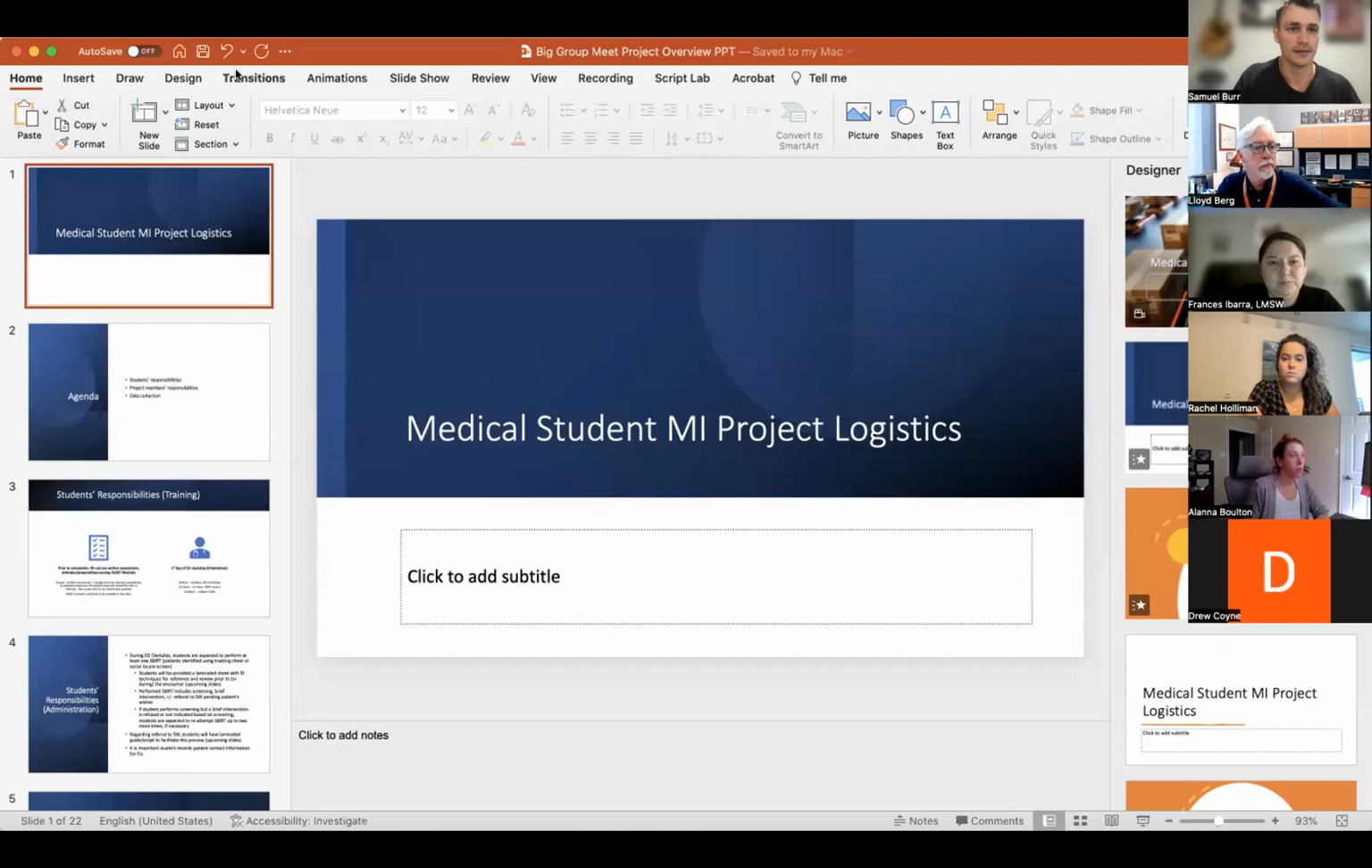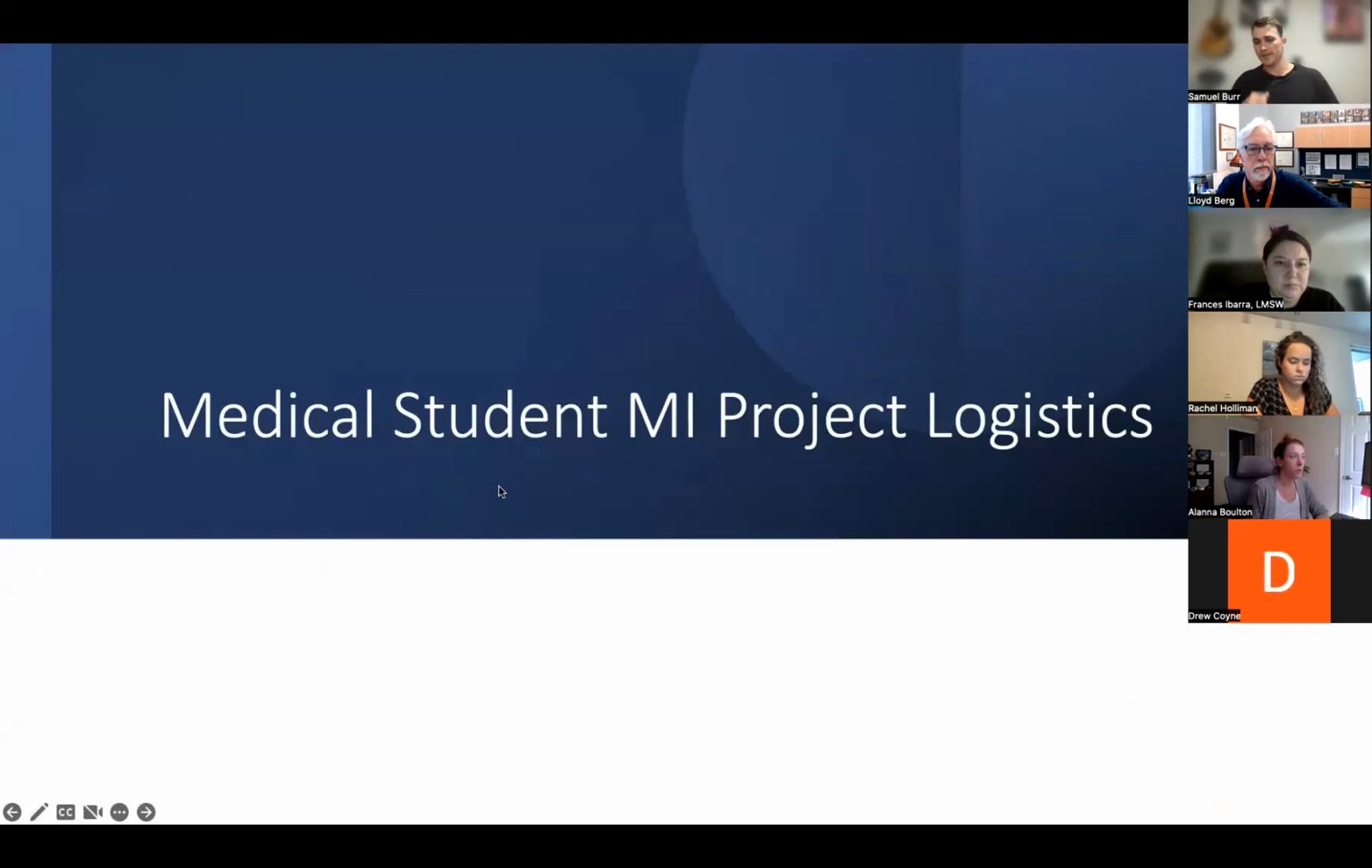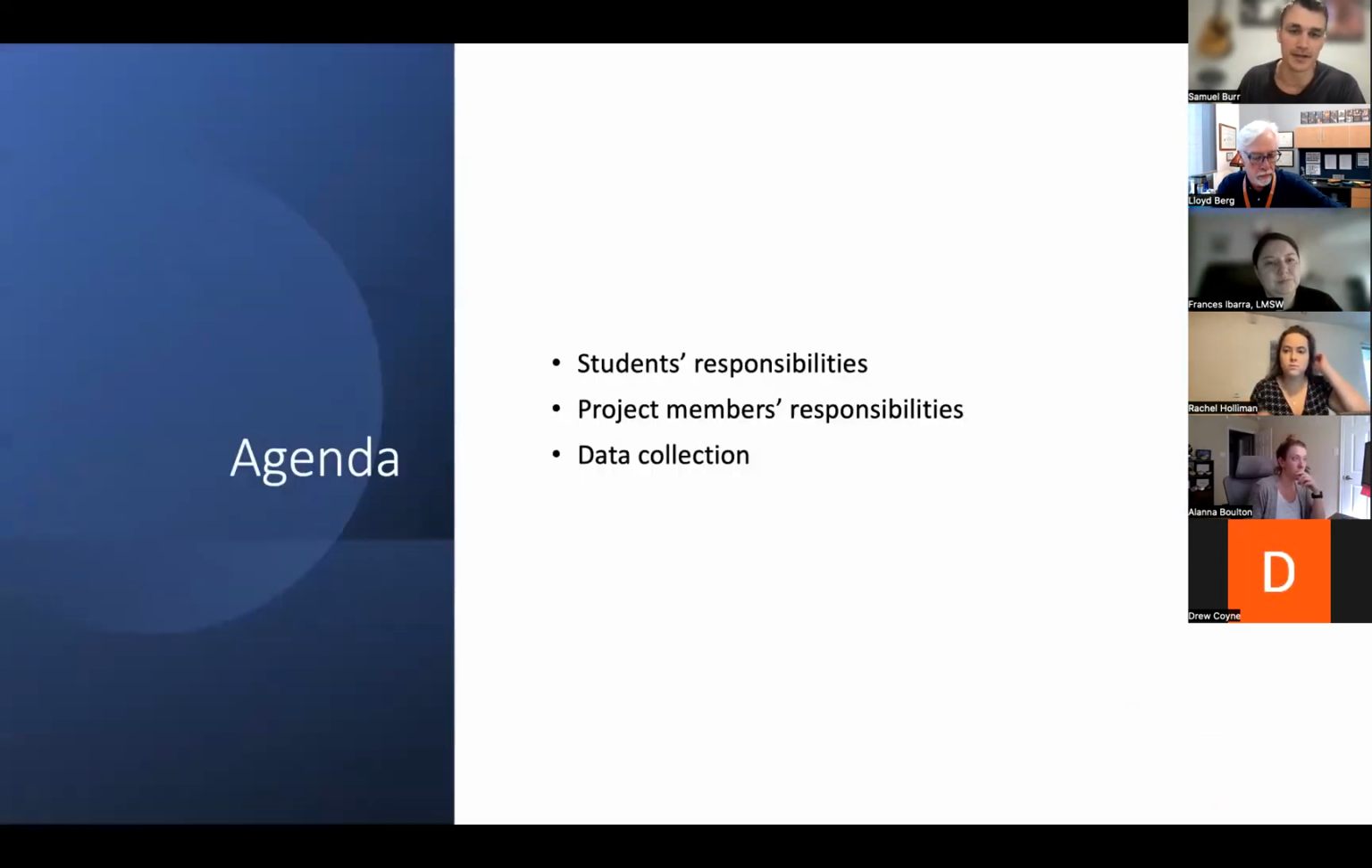Okay. And feel free to stop me if there's any questions. There are some discussion points on here that I think feedback would be great on. We'll cross those bridges as we get to it. So as I stated, a pretty concise agenda here, just talking about what students are going to be doing, project members, and data collection.